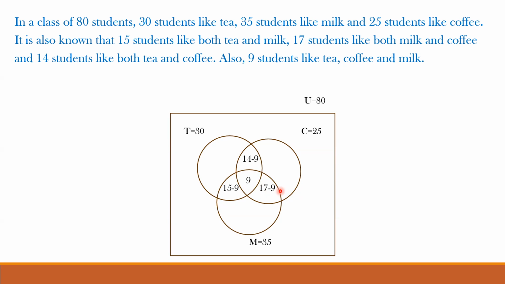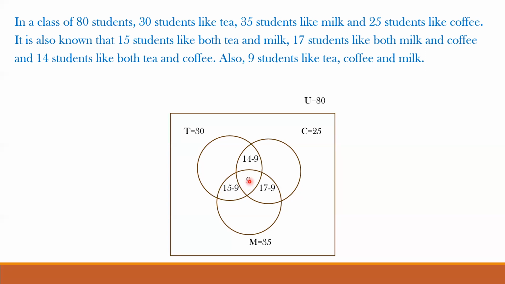How do you calculate it? 17 minus 9. Similarly, how many like tea and coffee? That is 14. So 9 is a part of that same 14. So your answer should be 14 minus 9. And how will you calculate these regions?